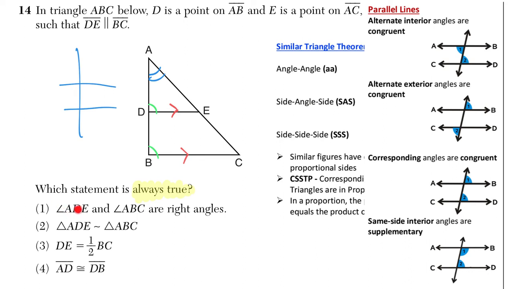The first option says that angle ADE, which is this green angle right here, and angle ABC, again this green angle, are right angles. No, it looks like they're 90-degree angles, but there's nothing in here that would suggest that this is always true, so we can rule out option number 1. Option number 2 says that triangle ADE, the small triangle, and triangle ABC, the bigger triangle, are similar to one another. And yes, they are similar, and we know that because of AA. Option 2 is the correct answer.